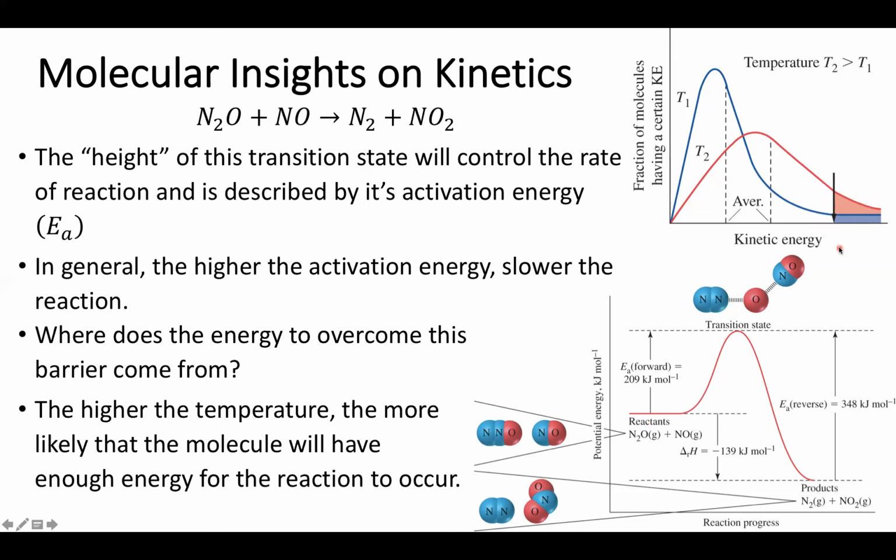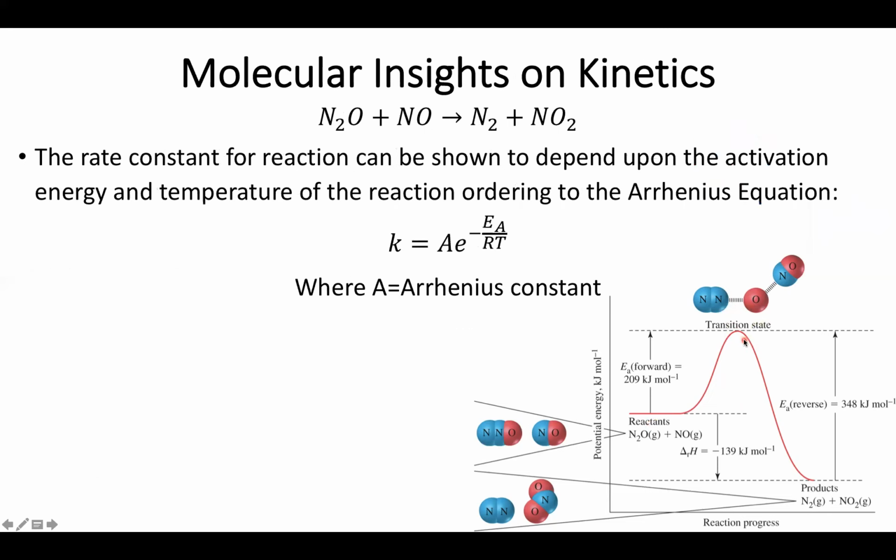And we can go ahead and figure out, using temperature and our activation energy, the exact likelihood that a molecule will undergo a chemical reaction. We can do this using what's called the Arrhenius equation. This relates our good old friend, the rate constant, to what's called the Arrhenius constant and the exponential of the negative activation energy over our ideal gas constant and the temperature.